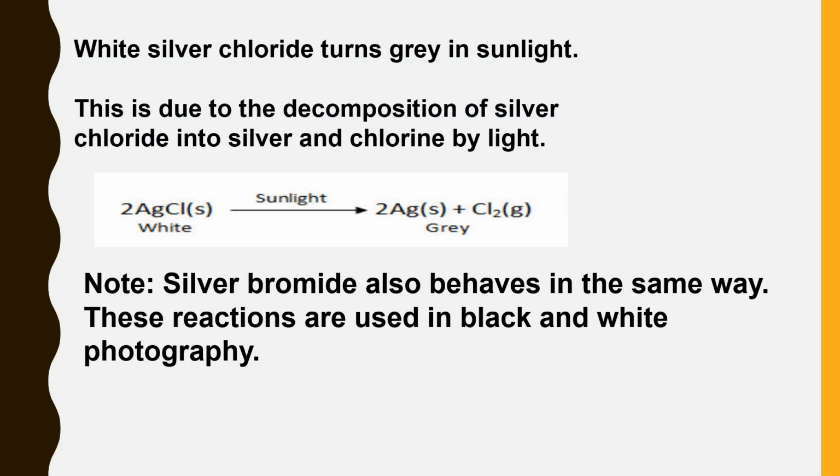I repeat, white silver chloride turns grey in sunlight. This is due to the decomposition of silver chloride into silver and chlorine by light. Note, silver bromide, which is yellow in color, also behaves in the same way. It decomposes into silver and bromine gas. These reactions are used in black and white photography. Please make a note.